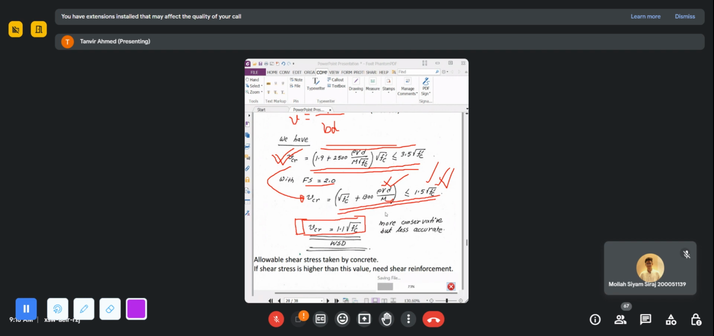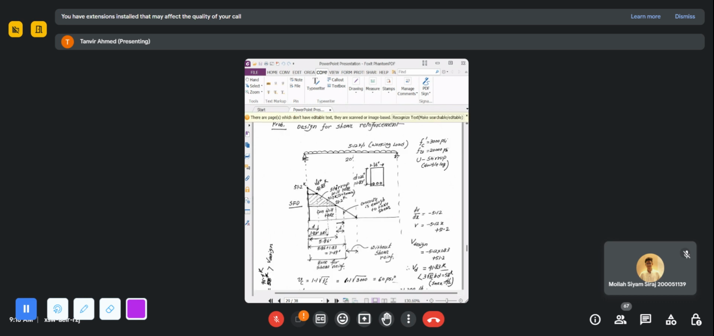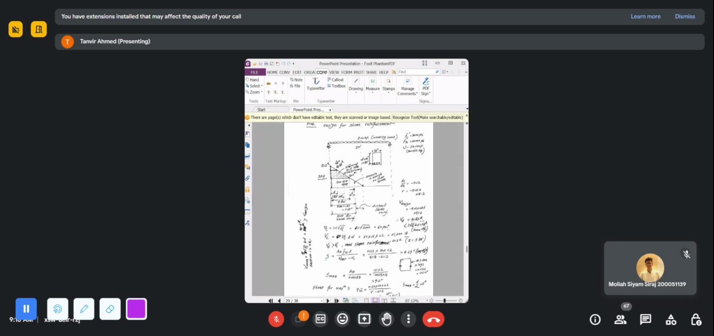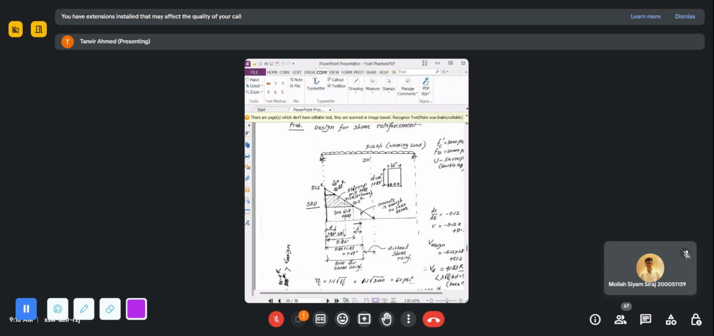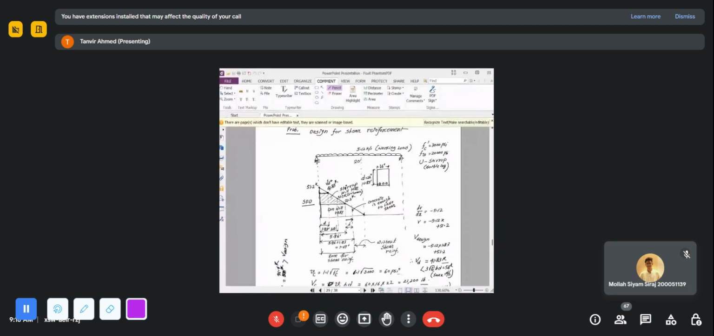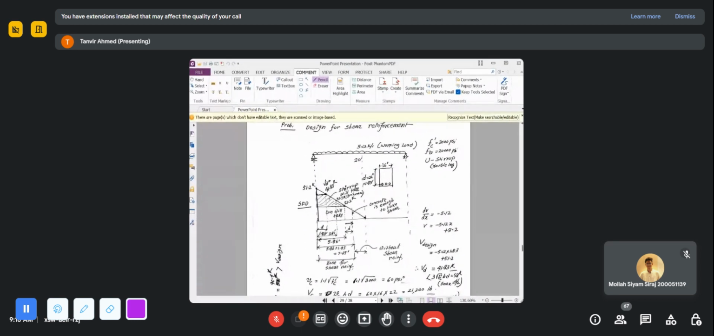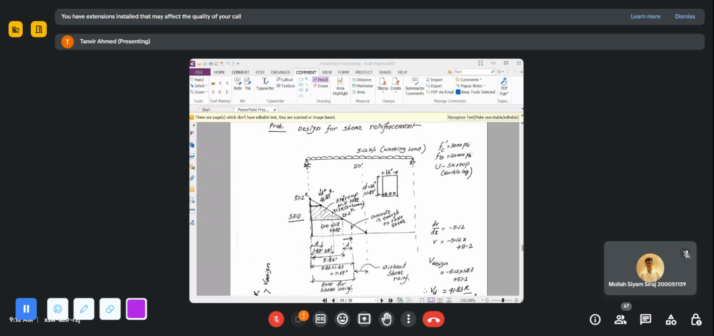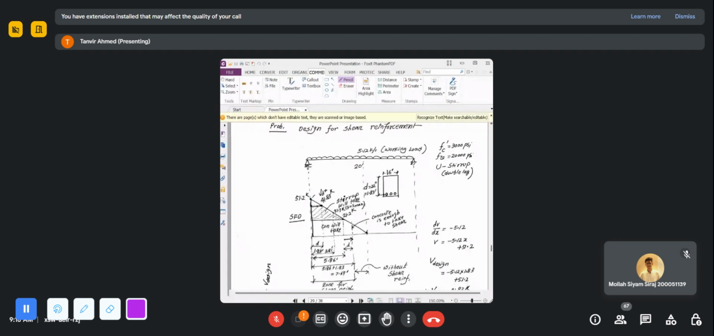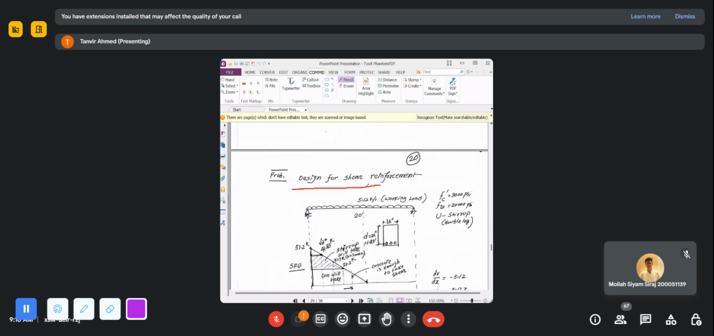Now let's do a problem. In this problem, you have a uniformly distributed load on a simply supported beam, and you are asked to design the shear reinforcement.